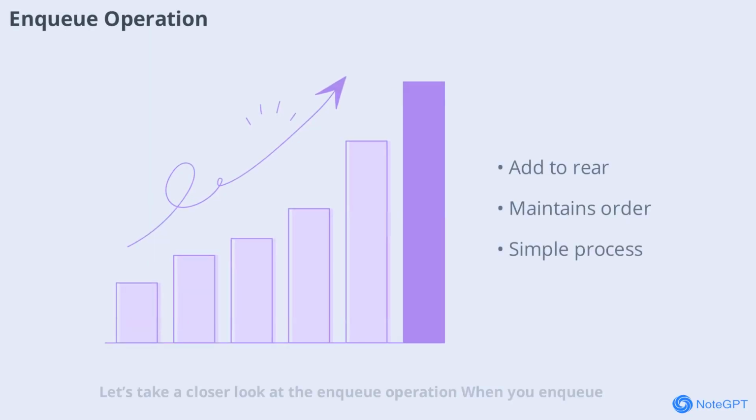Let's take a closer look at the enqueue operation. When you enqueue, you add a new element to the rear or end of the queue. Think of it as someone joining the back of a line. This operation ensures that new data waits its turn behind the existing elements. In most programming languages, this is a straightforward process, but it's crucial for maintaining the FIFO order. Enqueuing is the first step in getting data into the queue for processing.